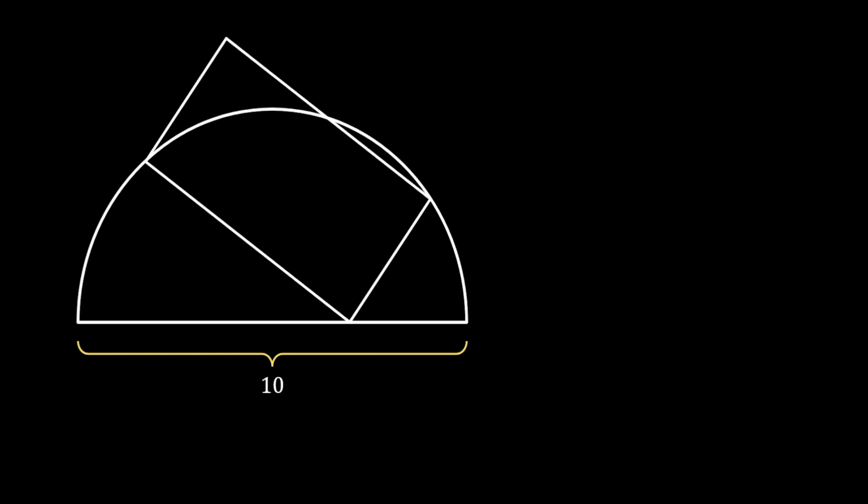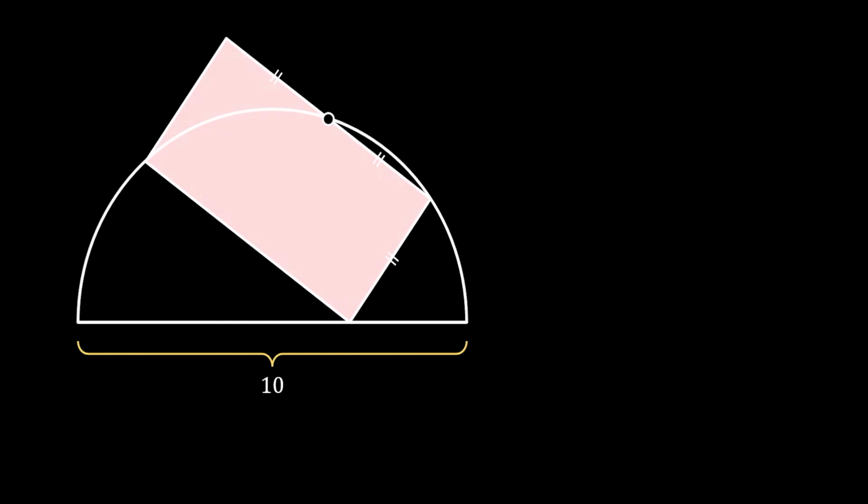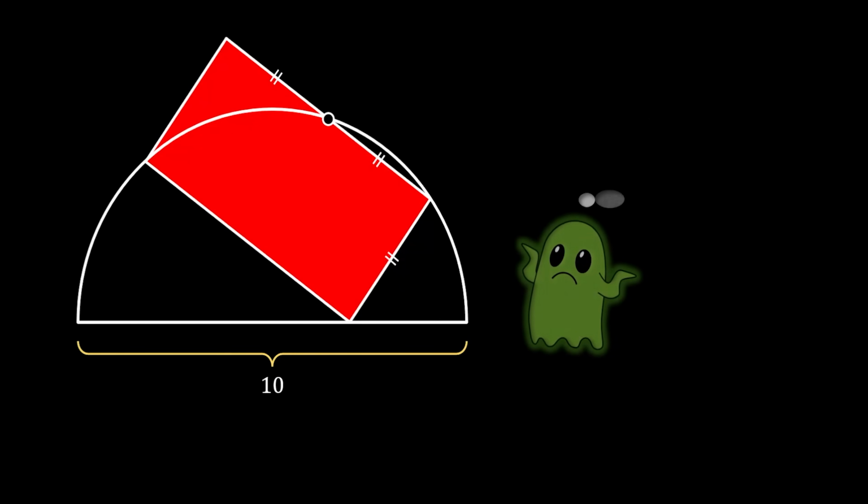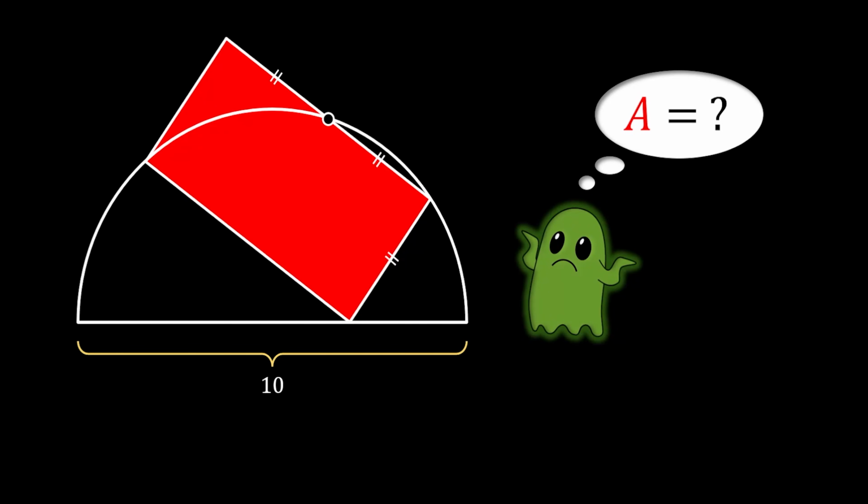But this rectangle is placed in a special way, so that the intersection between its upper side and the arc of the semicircle is dividing the upper base into two identical segments. And also the height of this rectangle is equal in length to one of those two segments. So, the question is, can we somehow calculate the area of this red rectangle?